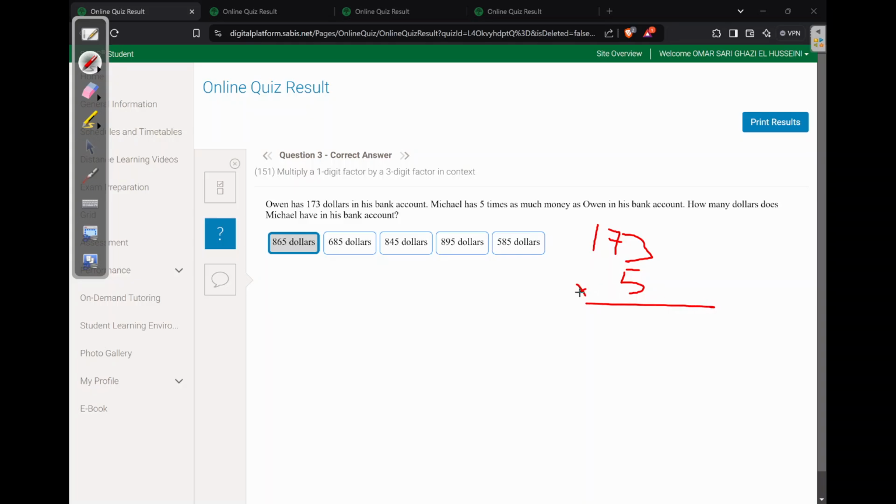3 times 5 equals 15. 5 down, 1 up. 5 times 7 equals 35. We add that 1 equals 36. And now we add the 3 up. So it's 5 times 1 equals 5. And then we add the 3. 865.